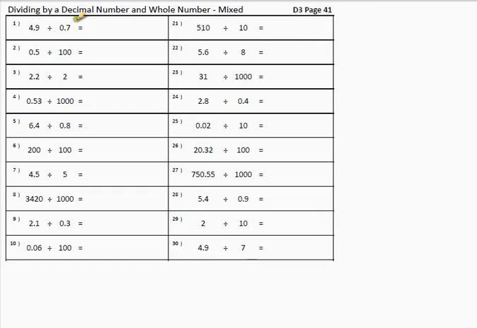Now, we just have a mixture here. 49 divided by 0.7. Do you want to give this a go now? Then pause the video, else I'll just help you with a few of them.